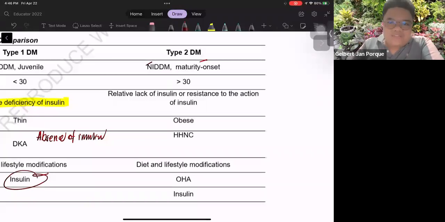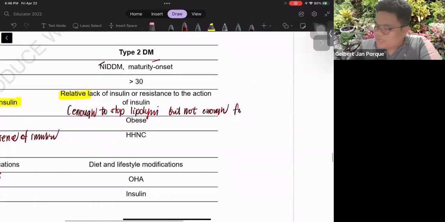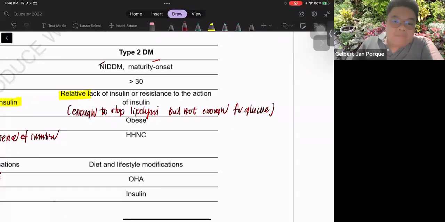Now, type 2, non-insulin dependent, maturity onset. Class, there is a relative lack of insulin, take note the term is relative, not a complete absence of insulin. The insulin here is enough to stop lipolysis, but not enough for your glucose metabolism. That's what happens in your type 2 diabetes.